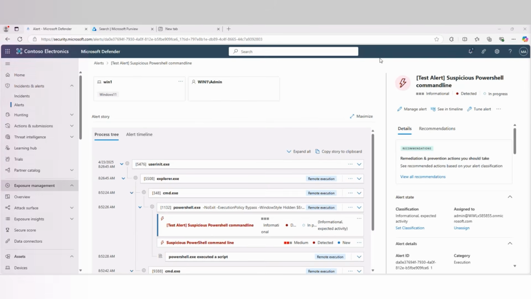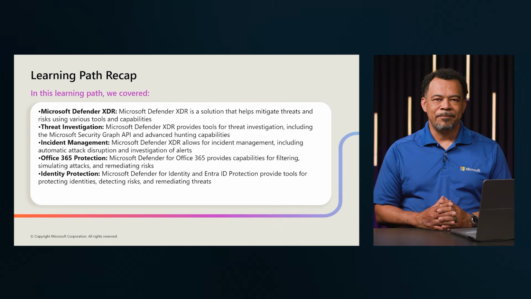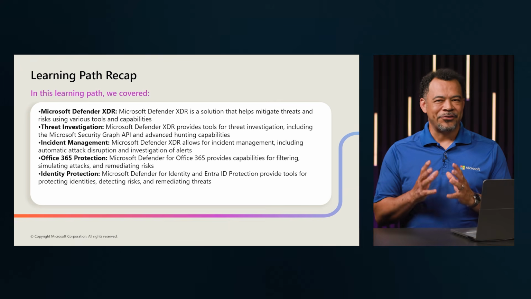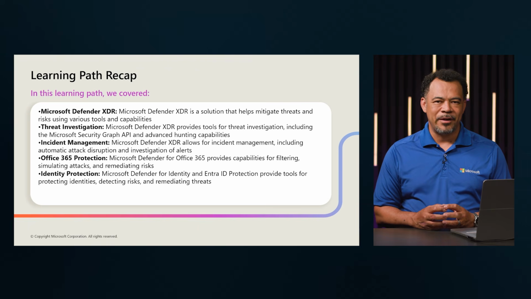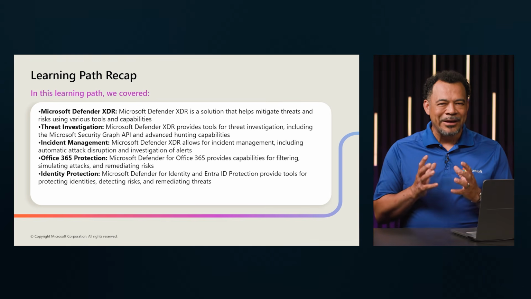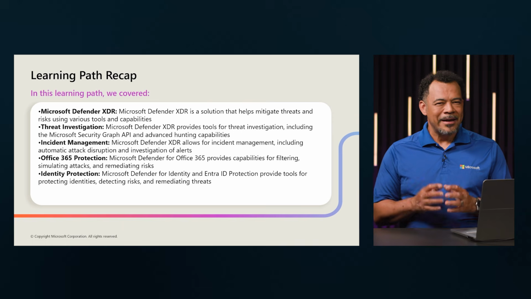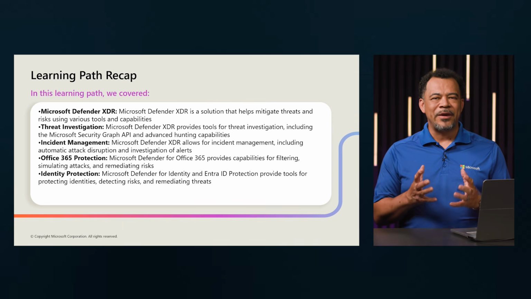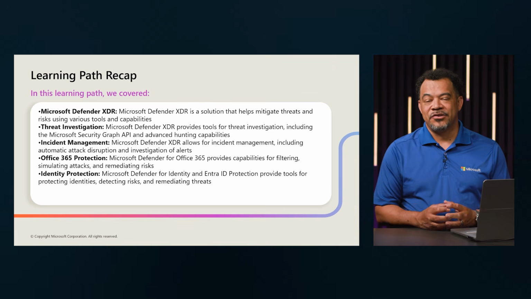Thank you. In this learning path, we discussed Microsoft Defender XDR. Microsoft Defender XDR is a solution that helps mitigate threats and risks using various tools and capabilities. Threat investigation: Microsoft Defender XDR provides tools for threat investigation, including Microsoft Security Graph API and advanced hunting capabilities. We have incident management: Microsoft Defender XDR allows for incident management, including automatic attack disruption and investigation of alerts.